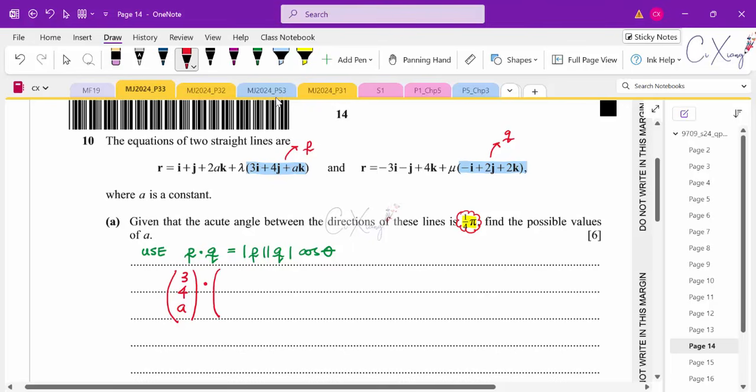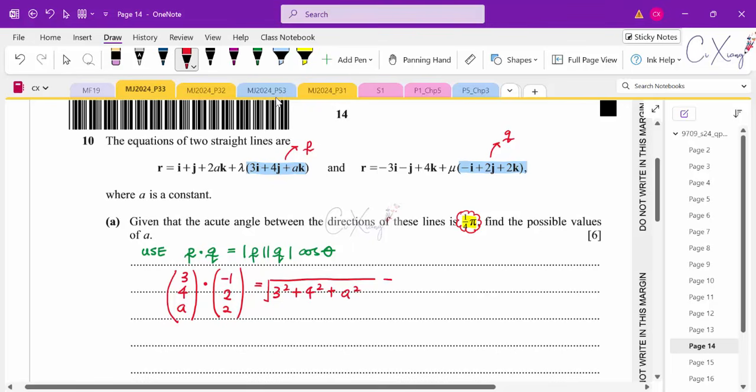Dot the Q. So what is the Q here? Negative 1, 2, and 2. And they are equal to, how to find the modulus? So all these are quite basic, yeah. So please try to find out. So 3 square plus 4 square, then plus a square.